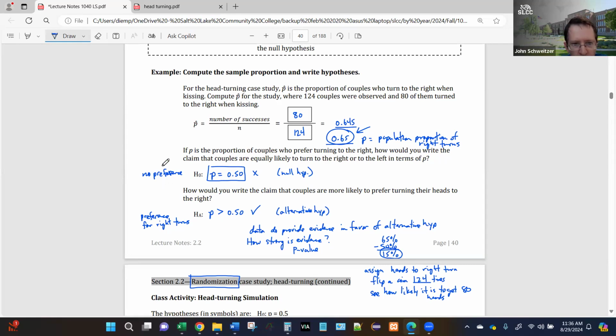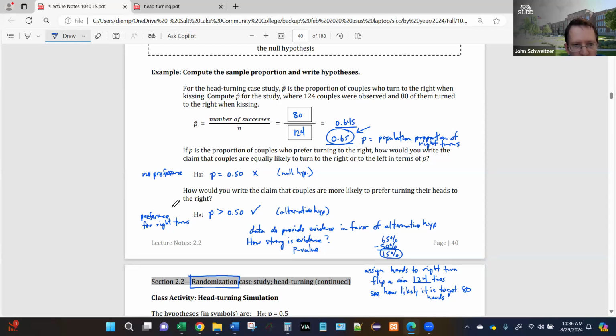They're very commonly used. So the null is that there's no preference for right or left. Okay, and that would be if the proportion of right turns was 50%. And so here we're talking about at the population level. So all head turning, which of course we can't measure directly, right? So that would be no preference.